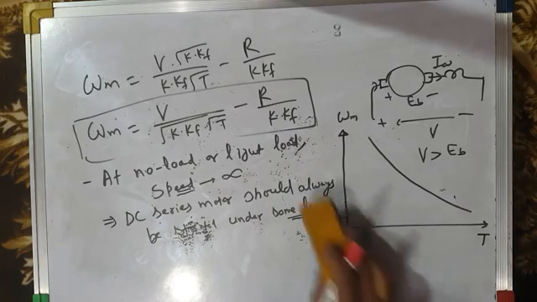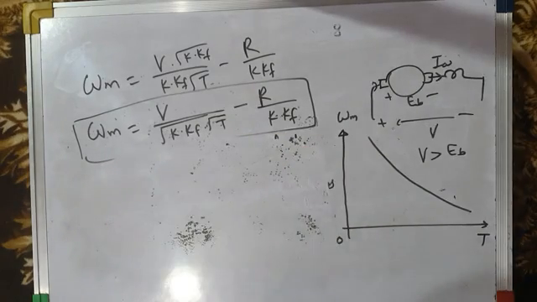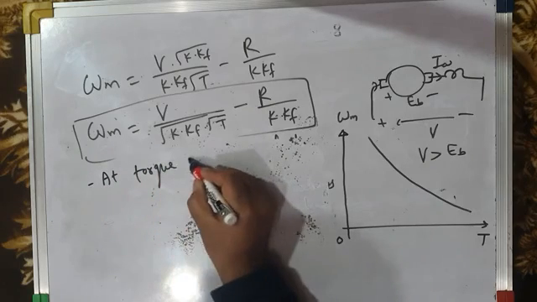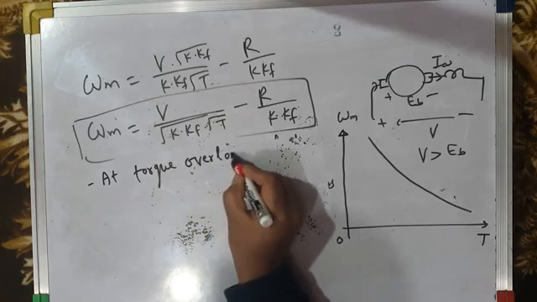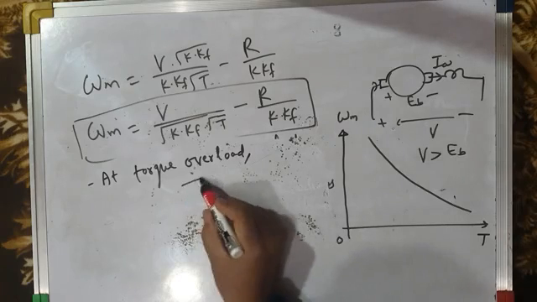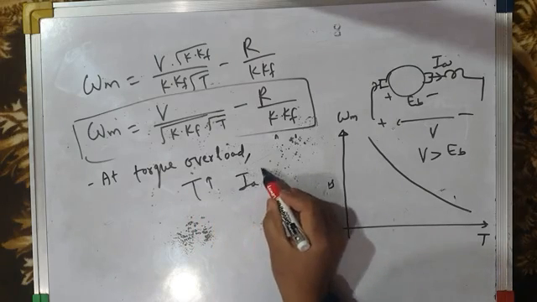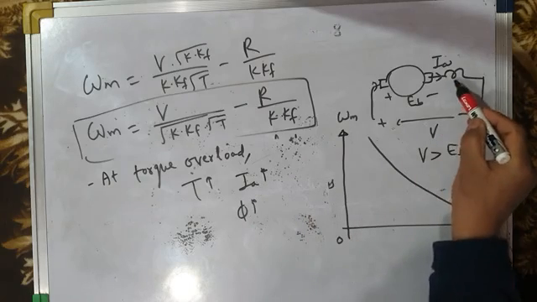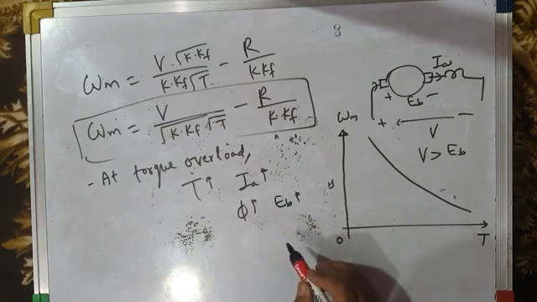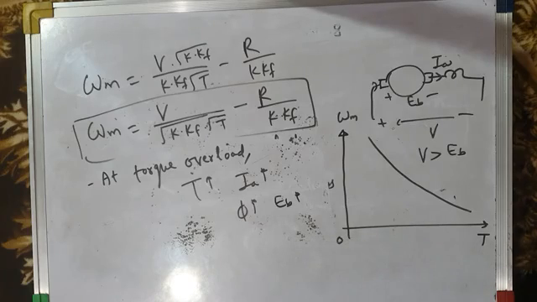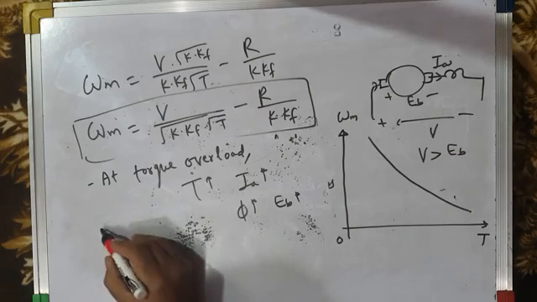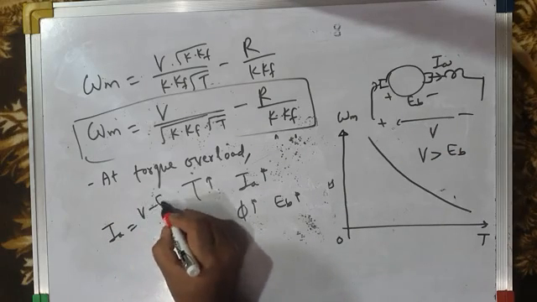Okay. So the second very important point is at torque overload. When you overload the motor, the torque of the motor increases. That causes an increase in the armature current, which causes an increase in the flux, because the field winding is excited by the armature current, which causes an increase in the back EMF. So when the back EMF increases, what happens? Back EMF opposes the flow of current, because the armature current is IA = (V - EB)/R.